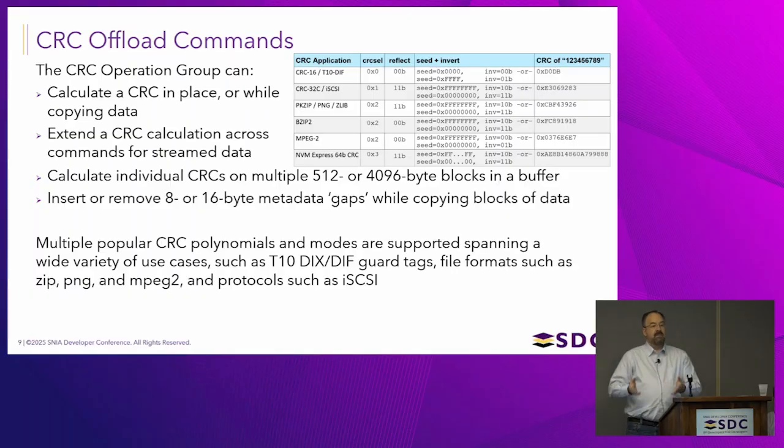It's able to do a copy while doing the CRC. So that's an option. You can take a data buffer, and as you're copying it, you can calculate the CRC over the data while it's being copied. And there's also a block mode. So instead of looking at one giant contiguous buffer, you can say, here's a buffer of data consisting of many 512 byte or 4K block sectors. And it can perform the calculation on each one of those sectors individually and give you the list output of the results.